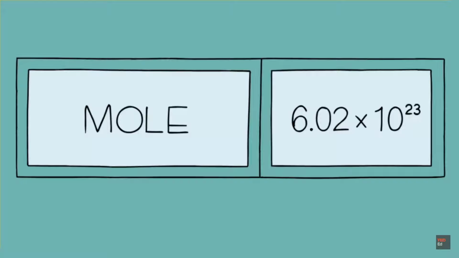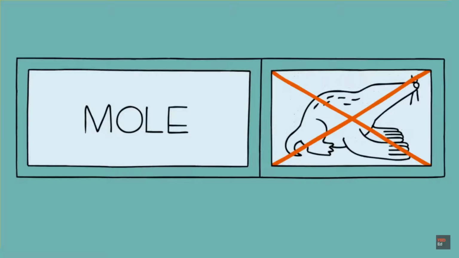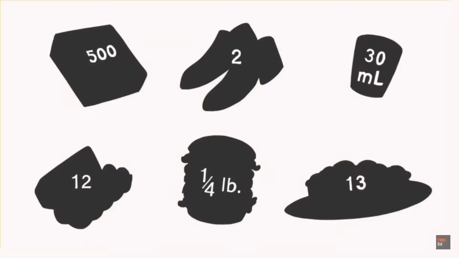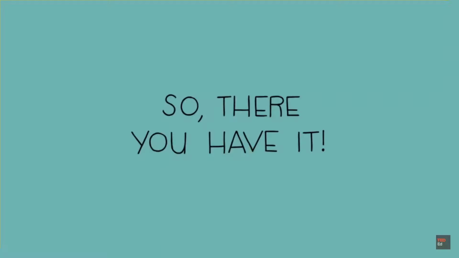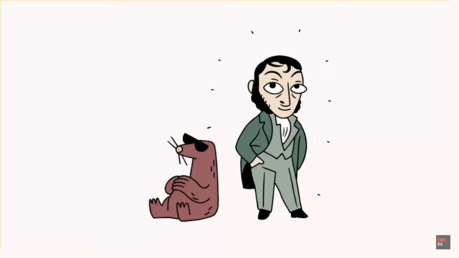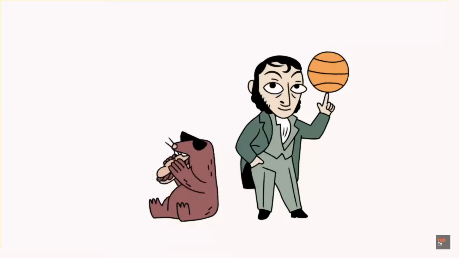Well, a mole is really the same thing. For a chemist, a mole conjures up the number 6.02 times 10 to the 23rd, not a fuzzy little animal. The only difference is that the other quantities are more familiar to us. So there you have it, the story of the mole, Avogadro, basketballs, and how to buy salami at the grocery store.